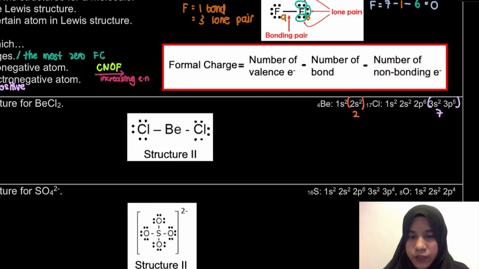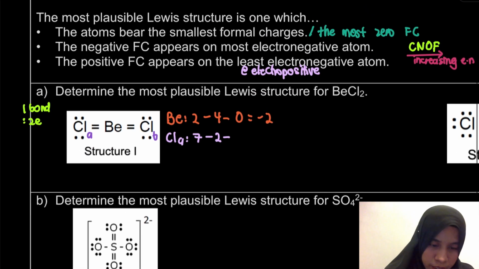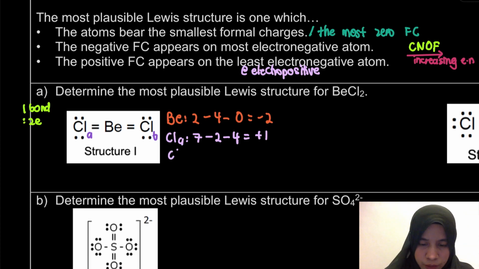So, what we have here is the non-bonding electron is 1, 2, 3, 4. So, we have 4 non-bonding electron. So, 7 minus 2 minus 4. So, jadi positive 1. Okay, chlorine B pula.